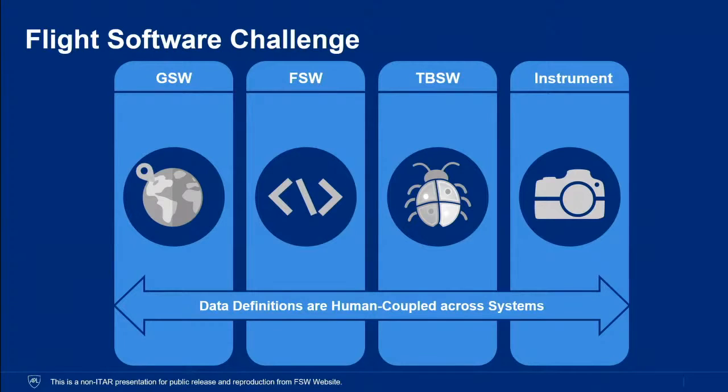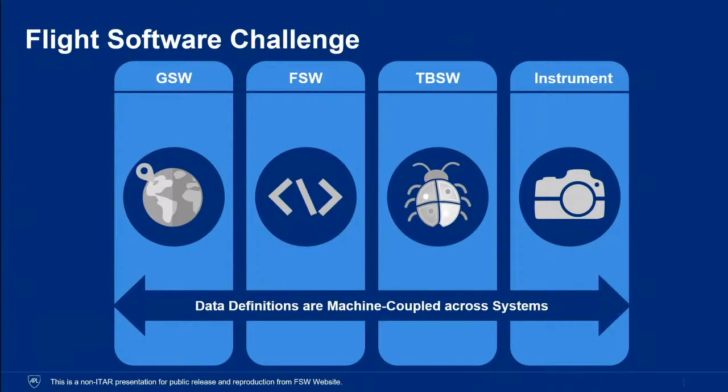We have ICDs. We have people going to meetings. We have requirements. We have everyone coming to a consensus on what these messages look like, and it works. But what we're trying to do here is couple them through data. The idea being that if you can machine couple all these data definitions, then there is one place that you end up changing a message, and it can then propagate through all of your systems at once. And it can ultimately couple some of your design and implementation.